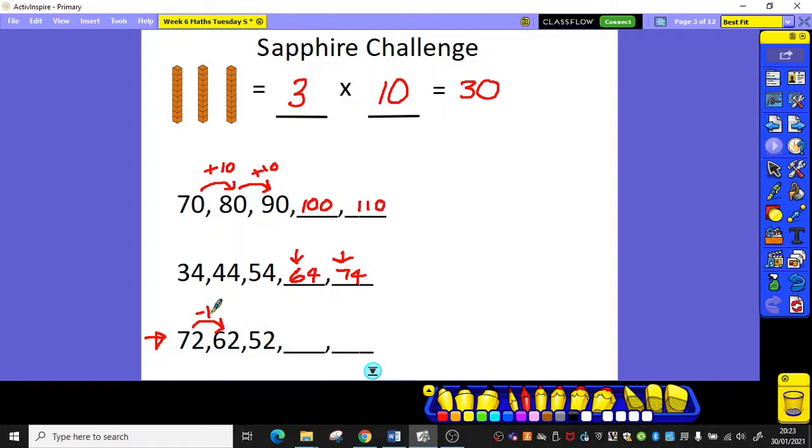Now you might notice something slightly different about this one, and that's that this sequence is getting smaller. The numbers are decreasing. I'm actually subtracting 10 each time. So just be aware of that, please. After 52 it's going to be 42 and 32. So again, it's my tens that are reducing each time, that are getting smaller, not my ones column. Sapphire group, I'd like you to now please start your challenge.